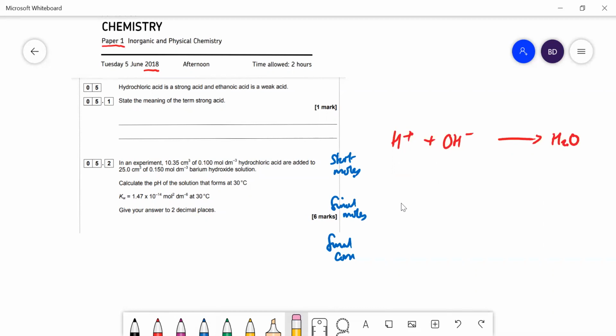Okay, so how many moles of H+ ions have we got? Well, we've got concentration times by the volume. Conc is 0.1 times 10.35 cm³, so that's 0.1 multiplied by 10.35 over 1,000. That is equal to 1.035 times 10 to the minus 3.